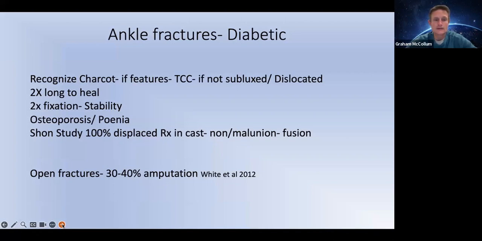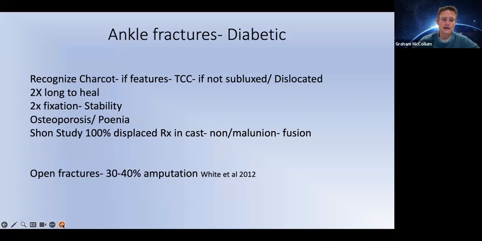Lushon, in his paper, he's from Baltimore, he showed that he tried to treat diabetic ankle fractures in casts, and he showed 100% of them displaced in casts, and the vast majority ended up with non-unions or malunions, which then often led to amputations because of ulceration. So even though it goes against what we're thinking, staying out of trouble and avoiding complications, a diabetic or a neuropathic patient with an ankle fracture is a very serious problem, and actually has to be treated quite aggressively.